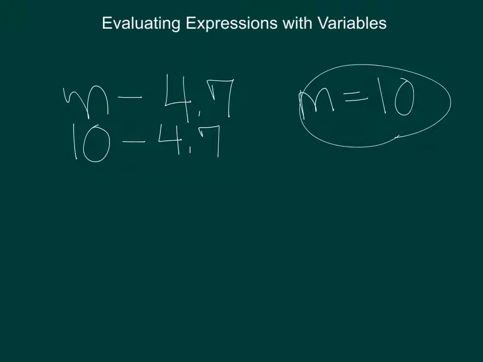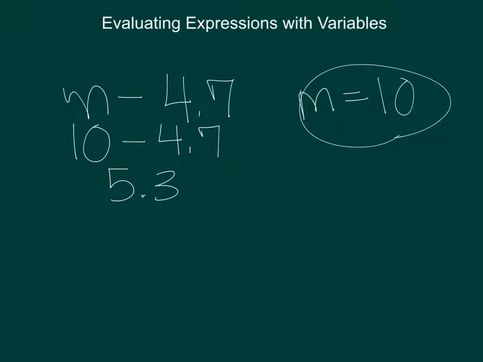And I know that 10 minus 5 is 5. I didn't subtract 5, I subtracted a little bit less, 4.7. So my answer is going to be 5.3, 5 3/10.